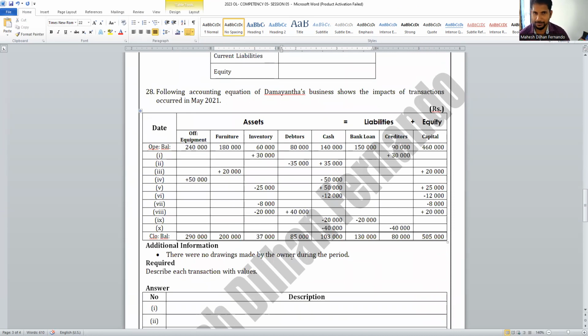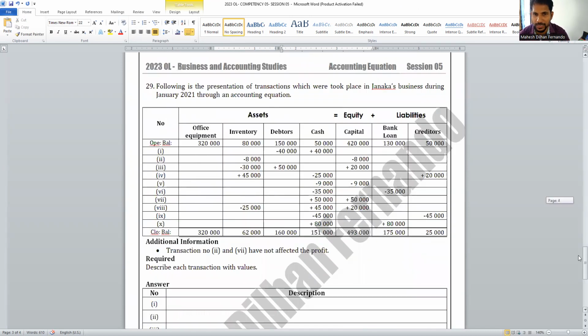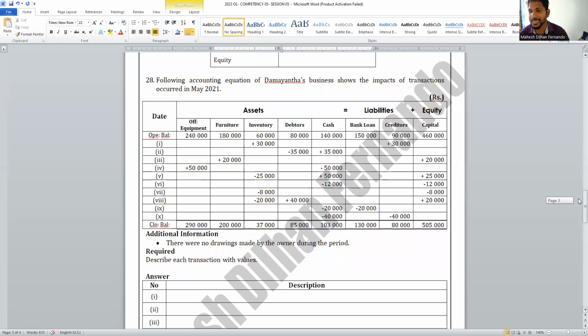Descriptions. Question number 29 is homework. You should answer it personally and send it to me for corrections. Question number 28. How to describe them? Give me a minute. Let me share the screen.